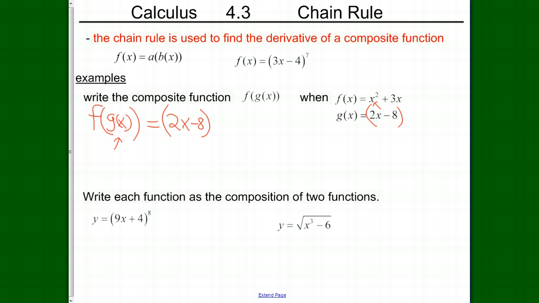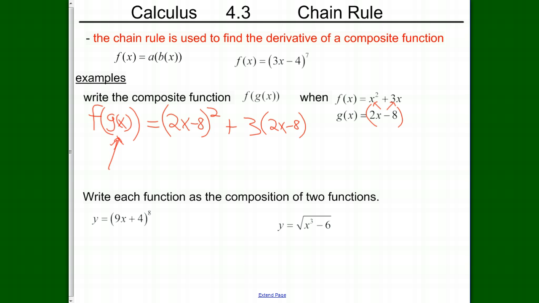That first term was being squared in function f, plus 3 times x. We're going to be plugging function g into there. So it's 2x minus 8. So this would be our function f of g of x. And we can simplify it, do some FOIL, do some distributive property, combine like terms, but this is the idea of a composite function. You're plugging the inner function g into function f.